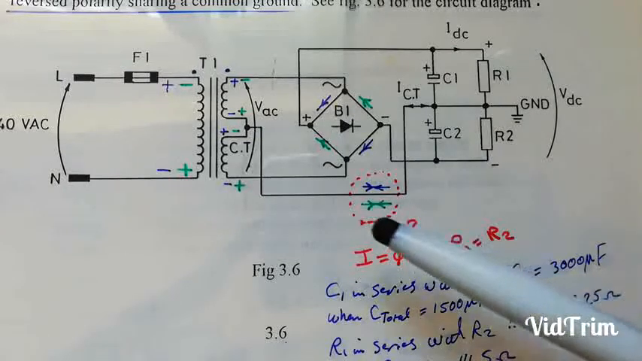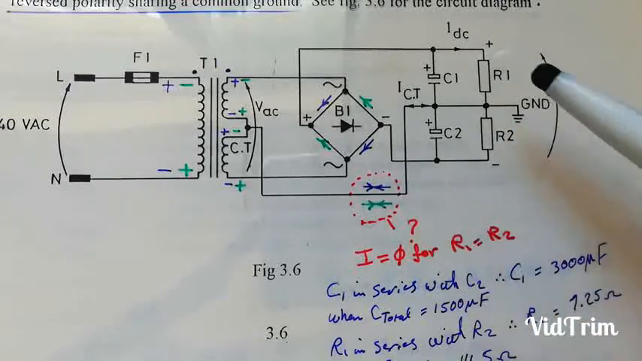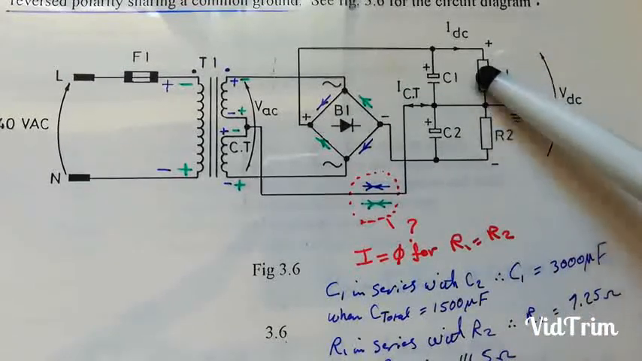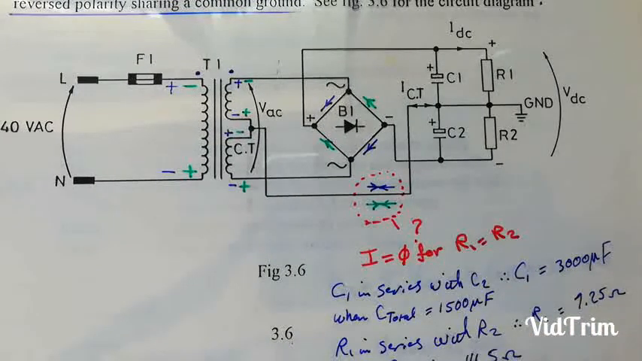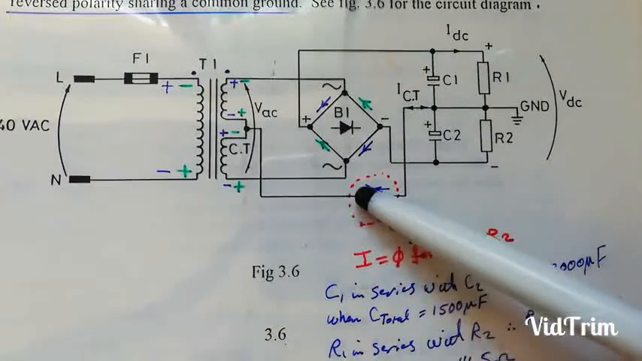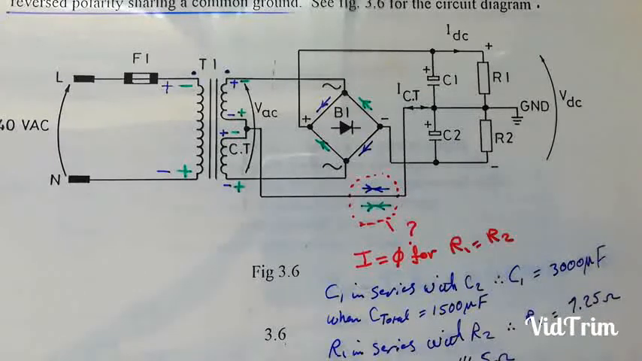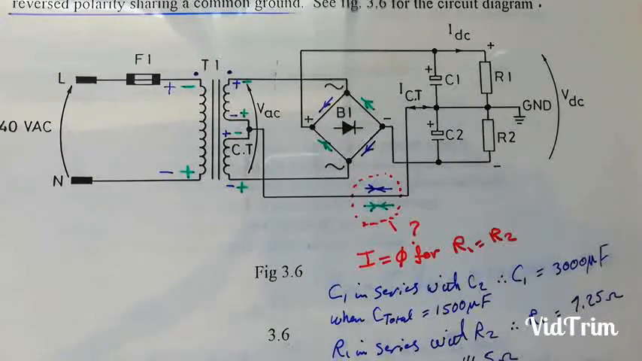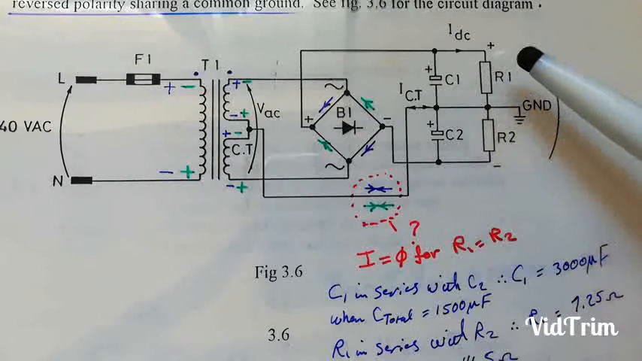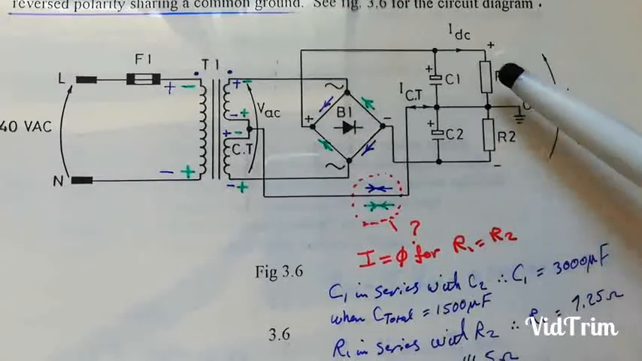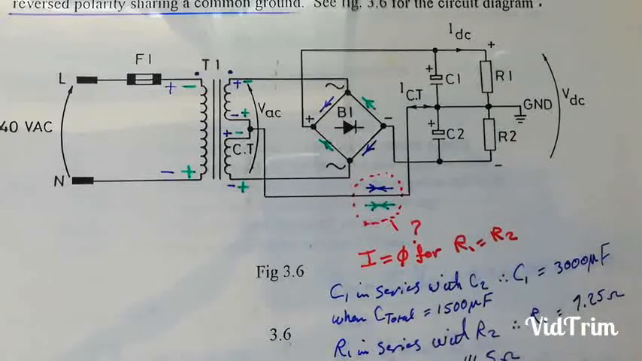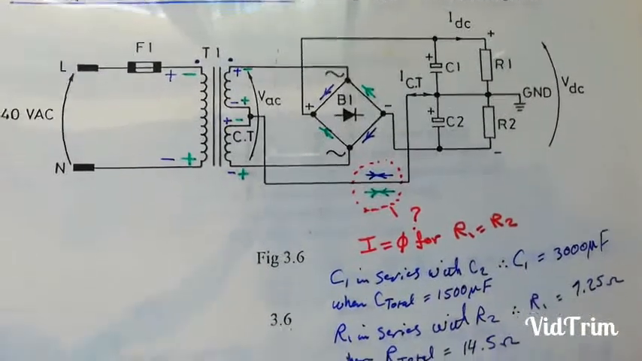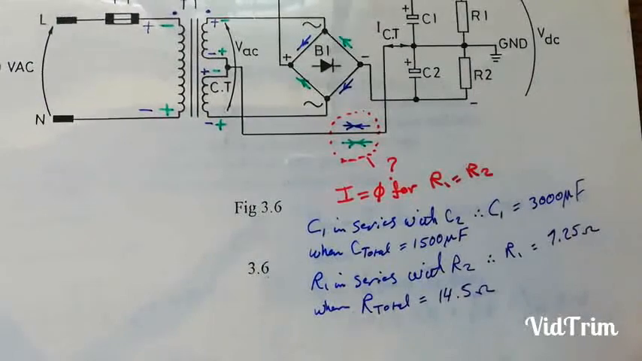By the way, no current passes this center tap. If these loads are equal, no current will pass in here. Only error current will pass that center tap wire. Error current means the difference between the current passing through R1 and R2 if they are not equal. Otherwise, nothing will pass through it. Just an idea. So there's instruction.